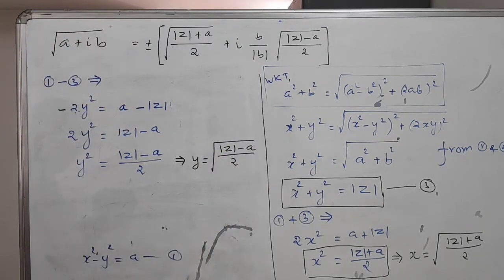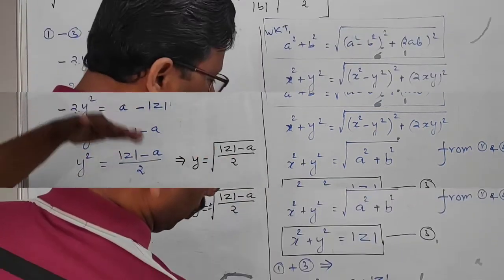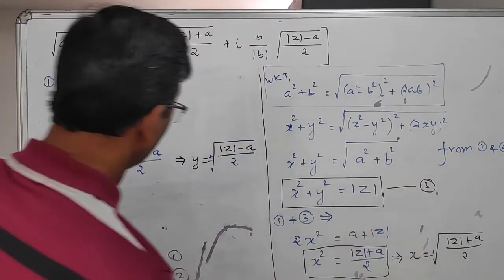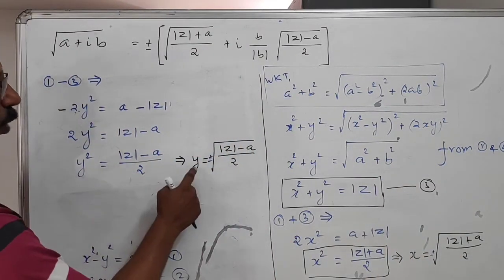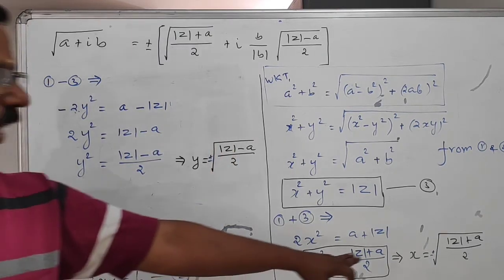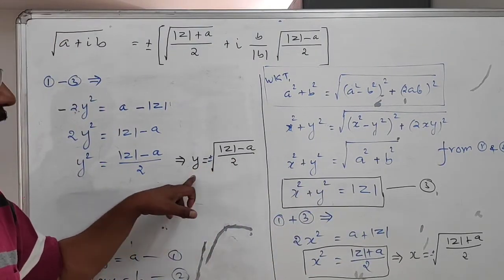Now we got the values of x and y. These are equal to this, and x will be either plus or minus root of this one. Similarly, y square equal to this means y equal to plus or minus root of this one. Here we have found two values for x, plus or minus, and similarly two values for y, plus or minus.